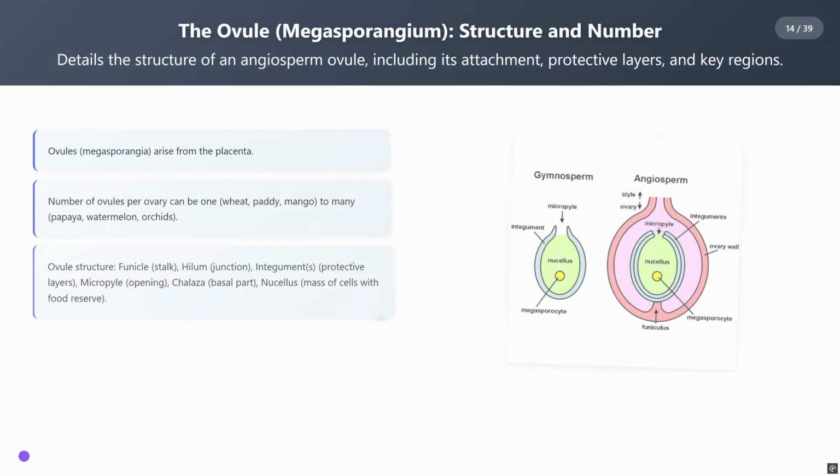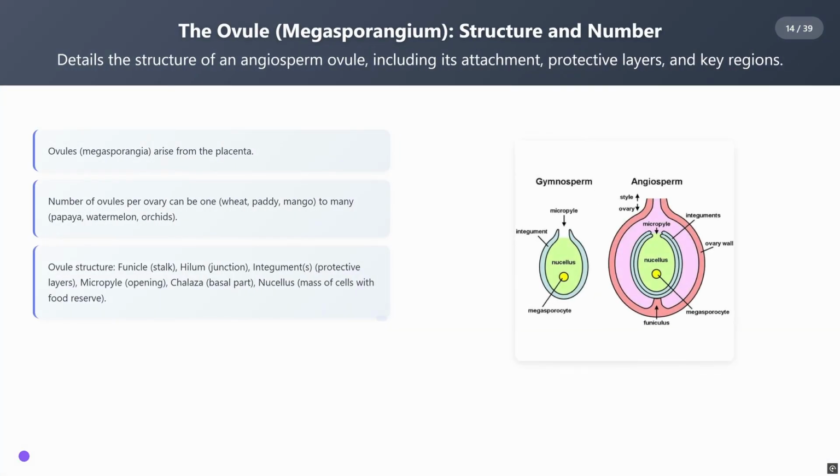Now let's look closer at the structure of these ovules, the megasporangia. What do they look like up close? Okay, a typical angiosperm ovule is a small structure. It's attached to the placenta by a stalk called the funicle. The point where the main body of the ovule fuses with this funicle is called the hilum. Funicle and hilum. Then each ovule usually has one or two protective layers called integuments.